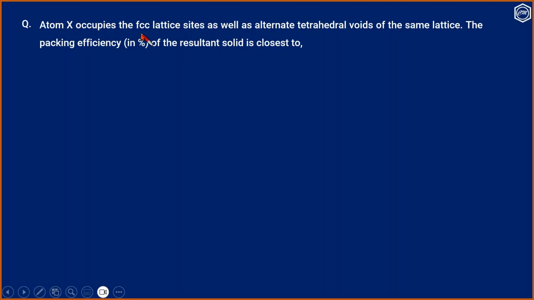Atom X occupies the FCC lattice sites as well as alternate tetrahedral voids of the same lattice. The packing efficiency in percentage of the resultant solid is closest to option 1: 25, option 2: 35, option 3: 55, option 4: 75. Let me first draw an FCC lattice.